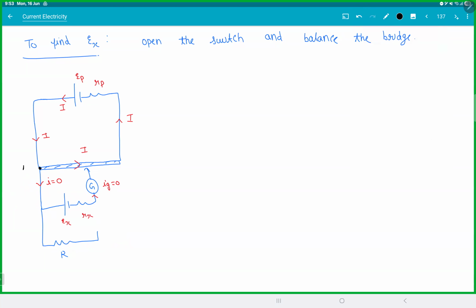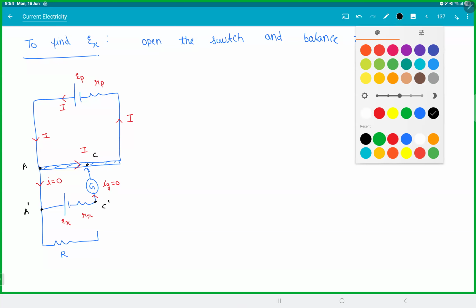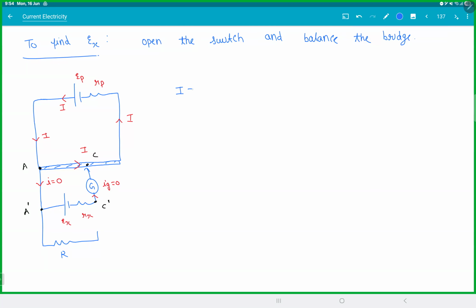Then if you look at this point here, this is A. Let this point be C. This point is A dash and let this point be C dash. So capital I is nothing but E prime divided by R prime plus R naught. And can I make this statement? The voltage across AC must be equal to the voltage across A dash, C dash. Do you agree with this statement?